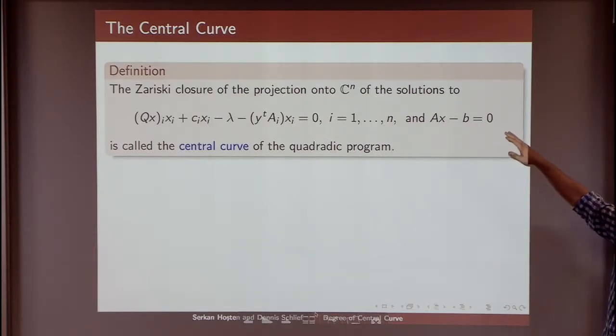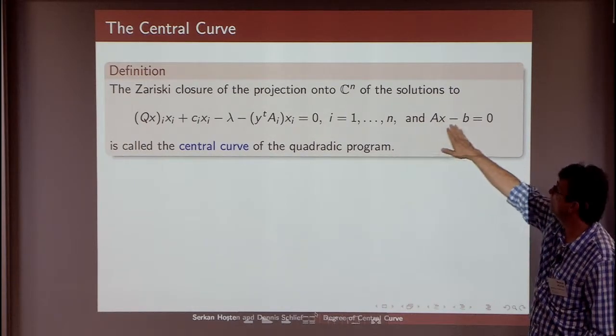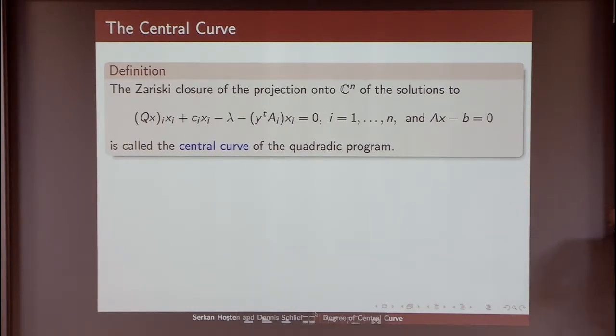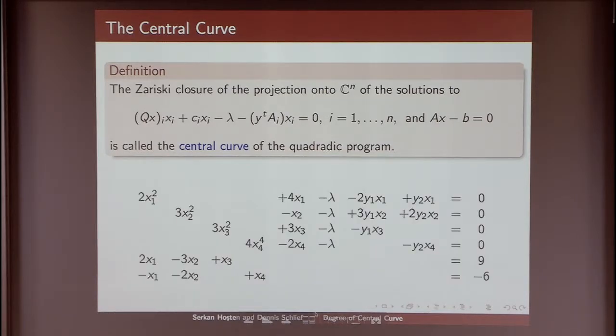I'll take the complex solution set of them together with Ax equal to b. That's a curve in C^(n+1+d). I'll project that on the first n coordinates. I'm going to call this the central curve of quadratic programming. So this is the central curve defined by those equations. I cleared the denominators, so well done.